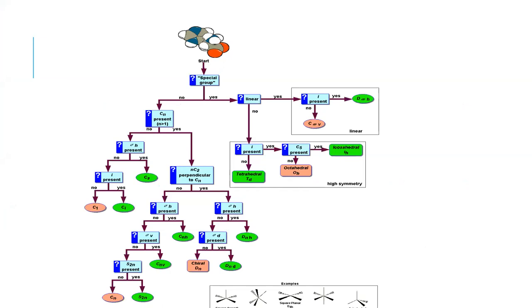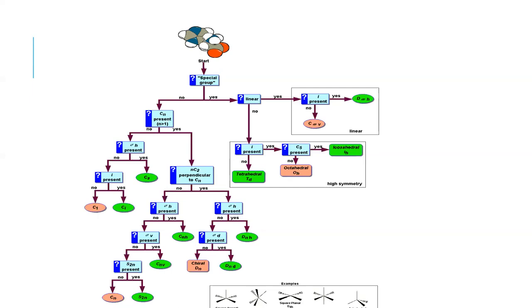And first of all, when you start looking at the molecule, you have to keep on answering the questions. And at the end, you end up naming the molecule according to the point group. So first, you are asking if it is a special group. Special groups are the molecules which are linear or the molecules which have a Cn axis, the principal axis, with n greater than 2, multiple times. So they are called special groups.